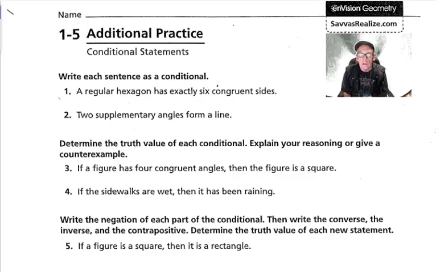This video goes with the additional practice problems. So we want to write each one of these sentences as a conditional.